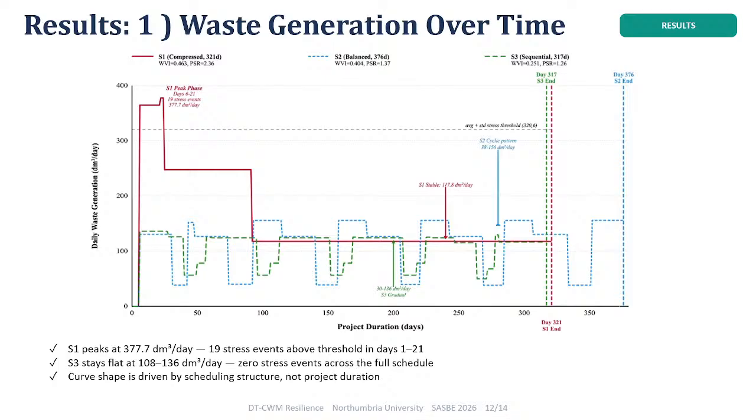And here we can see the daily waste generation across the 3 scenarios. We can see here that the first scenario, with the red lines, peaks at about 377 cubic decimeters per day, and there are about 19 stress events during the first 20 days. And also the third scenario is more flattened, and with 0 stress events across the threshold. And here we can deduce that the curve shape is a product of how the schedule is structured, not the project speed or the project duration.